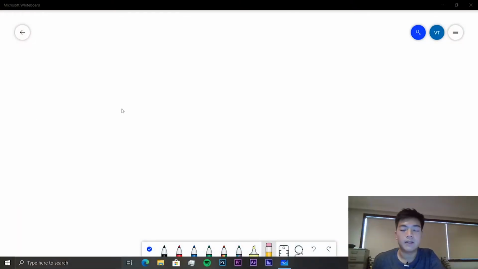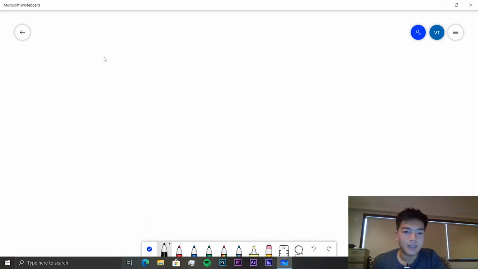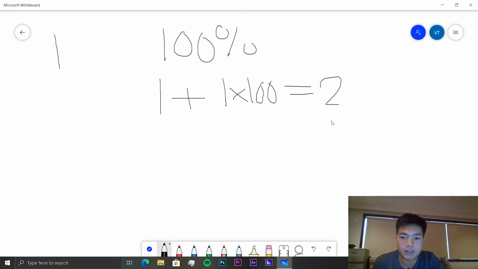So yeah, what is the exponential function? Well, to best understand it, let's look at this case where you have $1 and you're investing it at 100% interest. If you compounded this, say you've invested it for 1 year and it's compounded annually, you'd get 1 plus 1 times 100%, which is equal to $2.